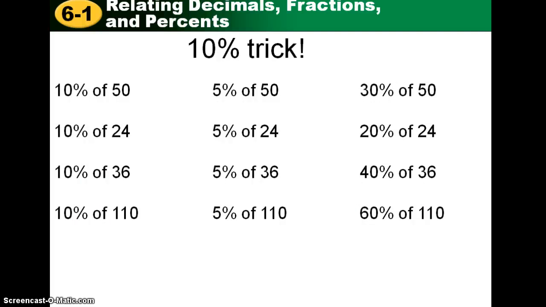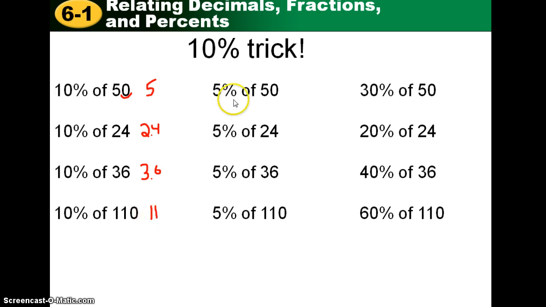The 10% trick is kind of nice. If I want to find 10%, 5%, 30%, 20% of a number, I can always do 10% by just moving the decimal one place to the left. So if I wanted to find, for example, 10% of 50, I would move the decimal, and that would equal 5. 10% of 24 would be 2.4. 10% of 36 would be 3.6. 10% of 110 would be 11.